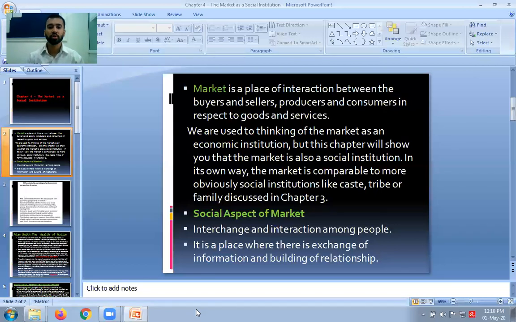And we are consumers. Apart from buyers, we are also consumers, aren't we? Consumers are actually buyers, or buyers consume the products, whatever we get from the market. So we are not only buyers, we are consumers as well, in respect to goods and services. Now it's very important for all of you to understand what are goods and what are services.